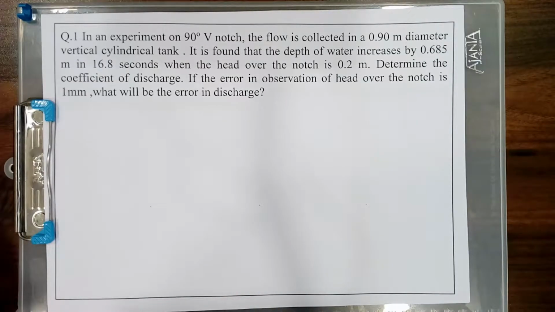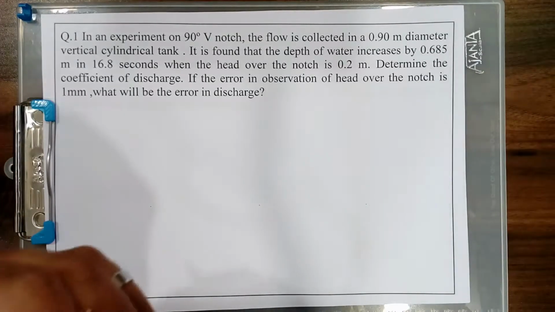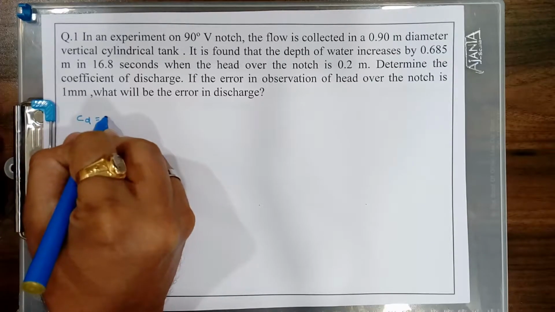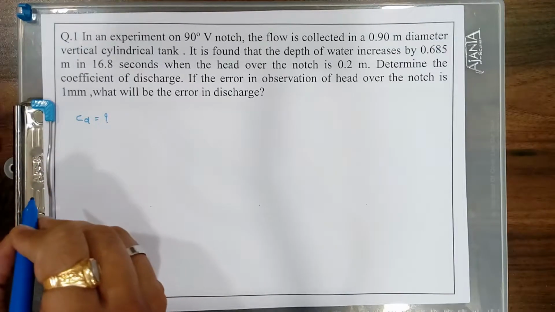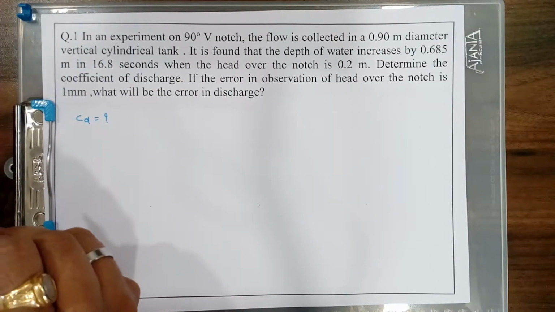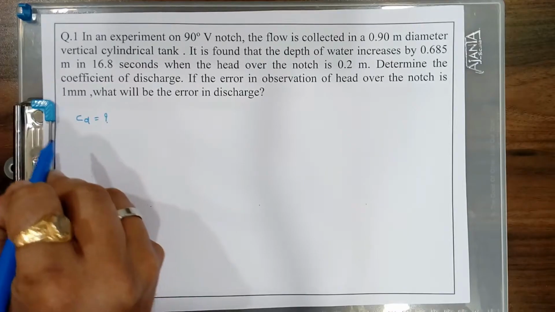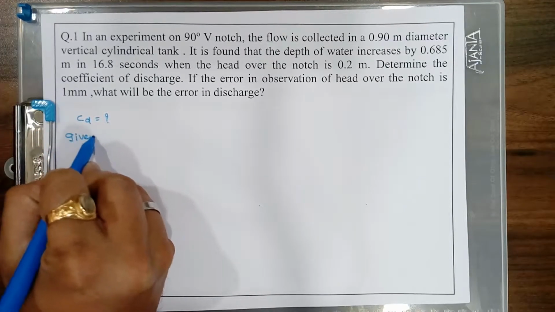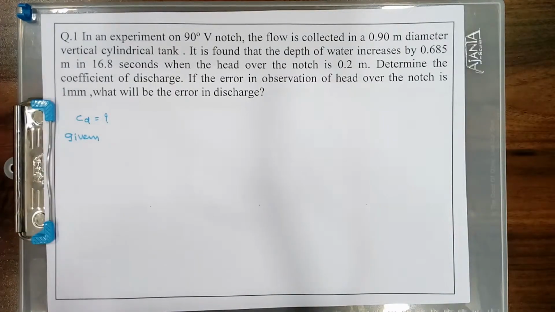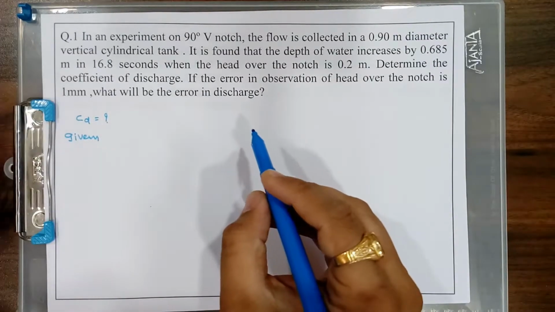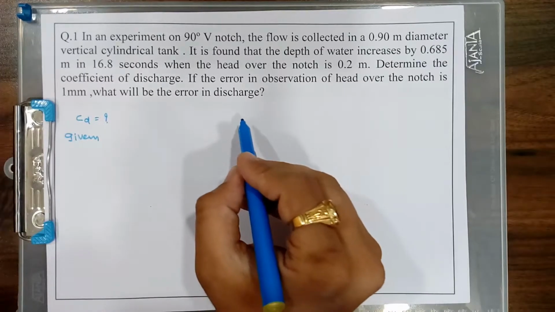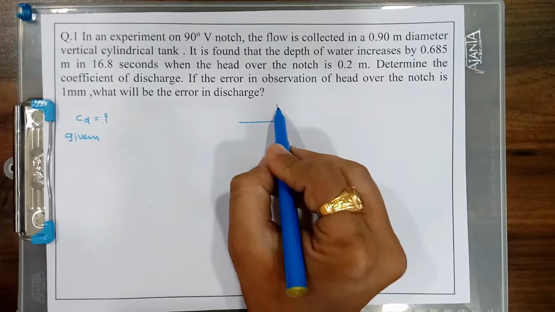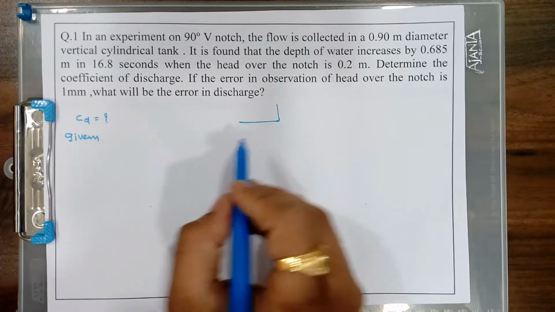So students, in this numerical we need to find two unknowns. One is the coefficient of discharge, that is CD, and second we need to calculate the error in the measurement of the discharge. So first we write the given data. Before writing the given data, let's imagine the situation for this numerical. Let's say this is the tank, and here we have the notch. A V notch is there having an angle of theta.